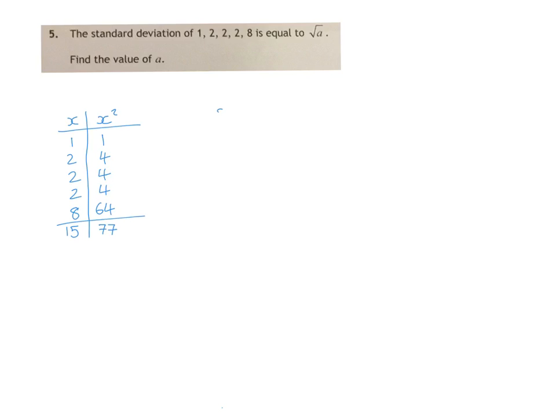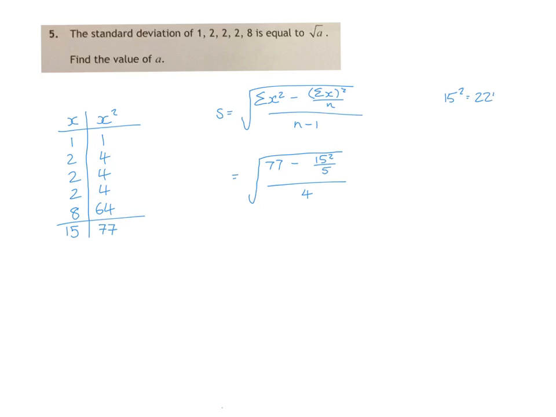So now it's using our formula, so we've got s is equal to the square root of the sum of x squared minus the sum of x all squared over n, divided by n minus 1. So we're going to have the square root of 77 take away 15 squared all over 5, then over 4. So 15 squared is 225 and we then have to divide that by 5. So we have 225 divided by 5. Don't forget, there's nothing wrong with putting over at the side little remarks like this.